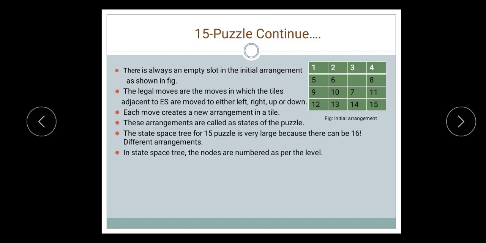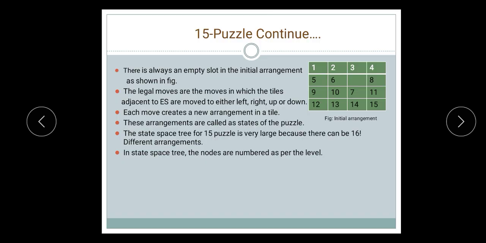Now if you move your empty tile upward, you get a different arrangement. If you move the empty tile to the left side, again you will get a different arrangement than the initial arrangement. If you move it to the right, you get another arrangement. If you move that empty slot downward, at that time you again get a different arrangement than your initial arrangement. So each move creates a new arrangement of tiles. Now these arrangements are called the states of that puzzle. Each move of the empty tile gives a state of that puzzle. It will give you a different state for different moves.